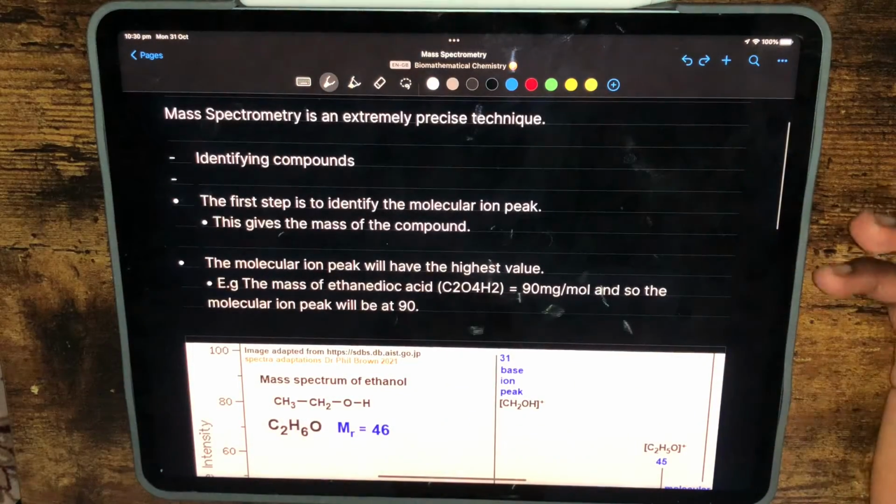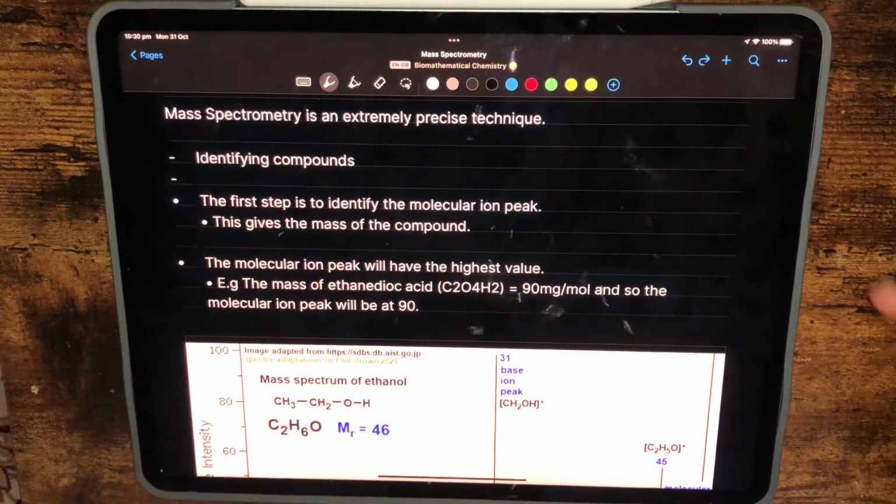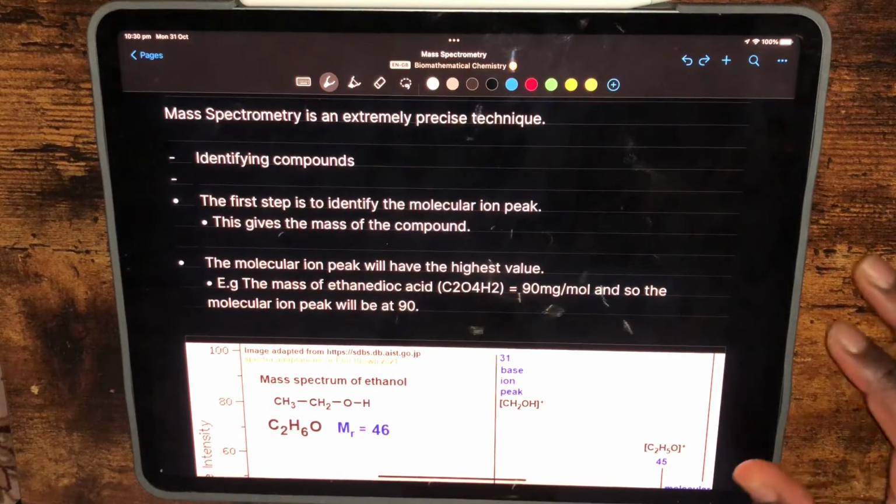Generally, when we're talking about mass spectrometry, we're using this to identify a compound. As I said before, it's identifying compounds. If you don't know what the compound is, we use spectrometry. This is what it's useful for.